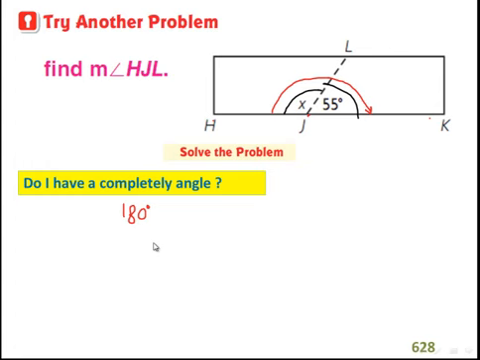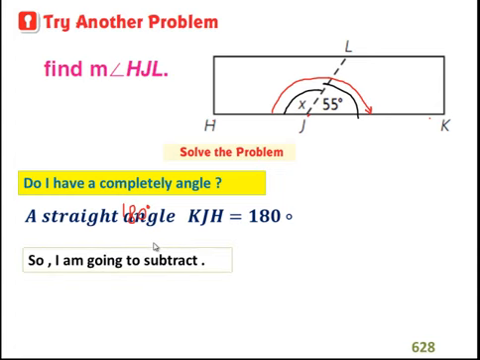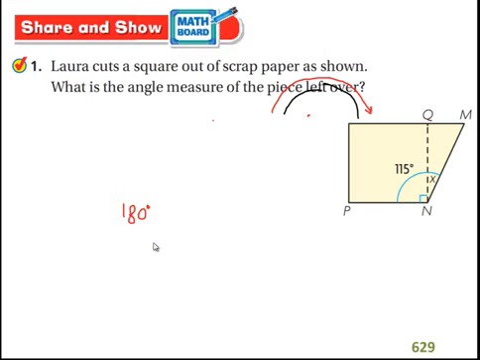So, now, the straight angle KJH equals 180 degrees. I'm going to use it to get the missing part. So I'm going to subtract: 180 degrees minus 55 degrees equals 125 degrees. So x equals 125 degrees.